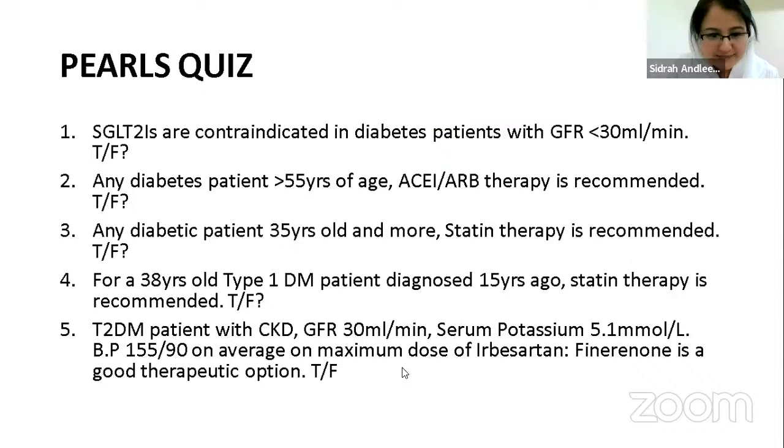Okay, and the last one is, this is a type 2 diabetes mellitus patient and has CKD. So he has diabetes and he has CKD. And his GFR is 30 mL per minute, and his serum potassium is 5.1. Blood pressure is 155/90. Is it controlled or is it not controlled? Our target in type 2 diabetes is 130/80. Blood pressure is not controlled. This is the average blood pressure, 155/90, and on maximum dose of irbesartan. So he's exhausted the maximum dose of irbesartan. Finerenone is a good therapeutic option or not?